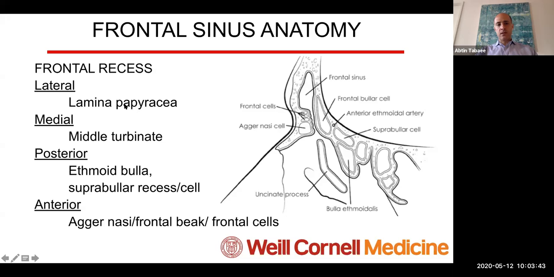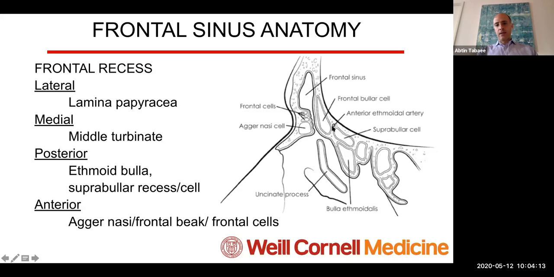The lateral wall is the lamina papyracea. Obviously, this is a fixed structure, nothing that we're going to surgically instrument. The medial wall is the middle turbinate, and this is an area for surgical technique, especially in the Draf 2B and 3 techniques. But for traditional frontal sinus work, we're mostly influencing the cells immediately posterior to the recess, and this is the bulla region, or anterior to the recess, and this is the agger nasi or supra-agger cells, which again, we're going to discuss in detail.